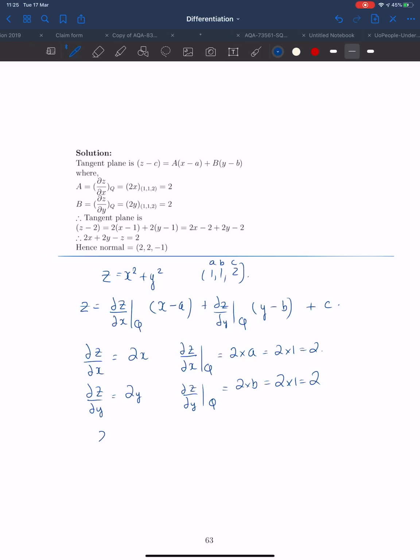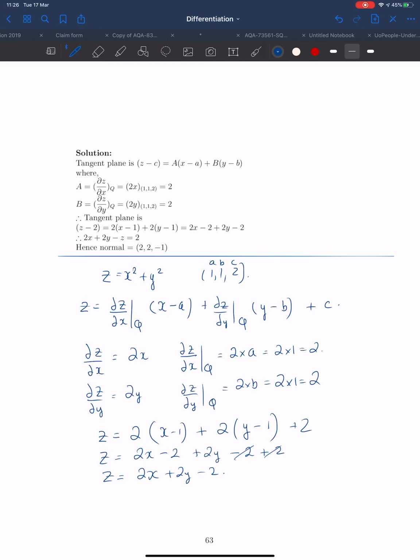Okay, so we've got all the bits now, we can say z is dz dx evaluated at q, which is 2, times x minus 1, plus dz dy evaluated at q, which is also 2, times y minus b, which is 1. And c is 2. So z is 2x minus 2 plus 2y minus 2 plus 2. They cancel out. So z is 2x plus 2y minus 2.